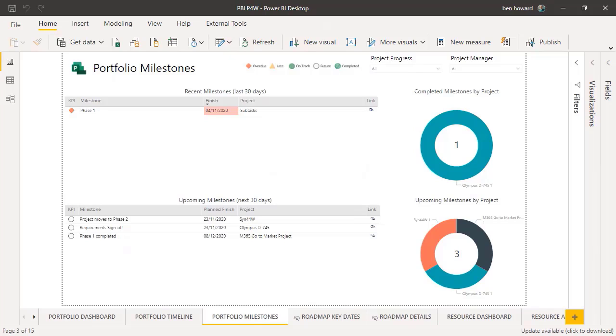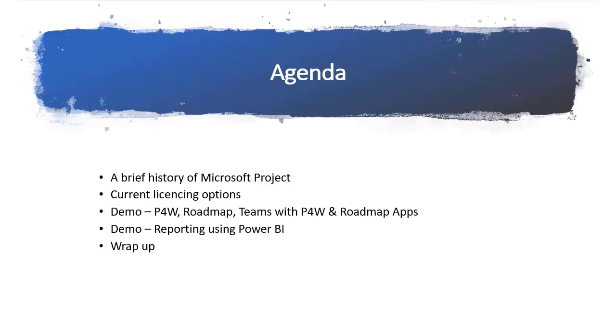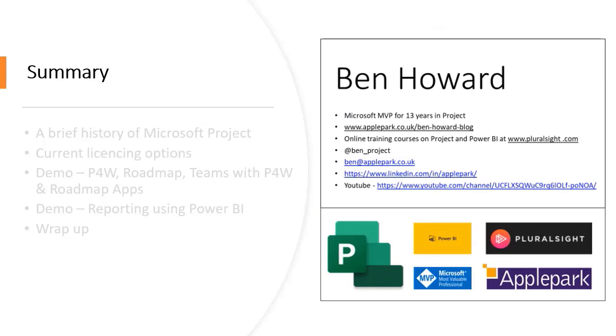I always like to wrap this up with what did we actually cover. Well, what we covered was the brief history of Microsoft Project, 36 years old. It may well reach 46, but I don't know. We had a look at the current licensing options, demo of Project for the web, roadmap, Teams integration, etc., demo of reporting using Power BI, and that's pretty much our time.